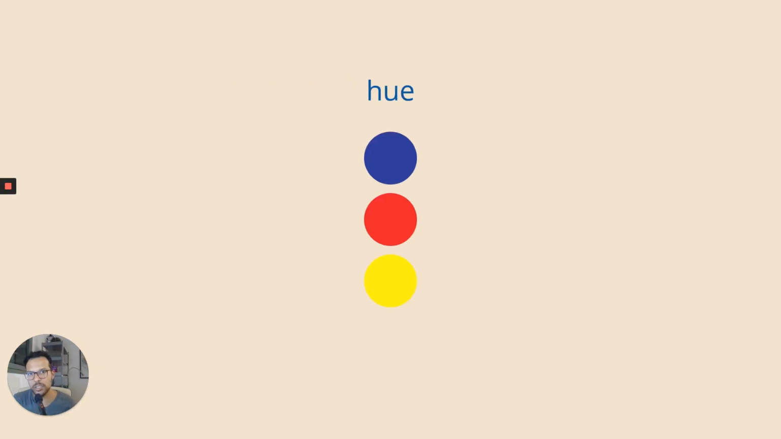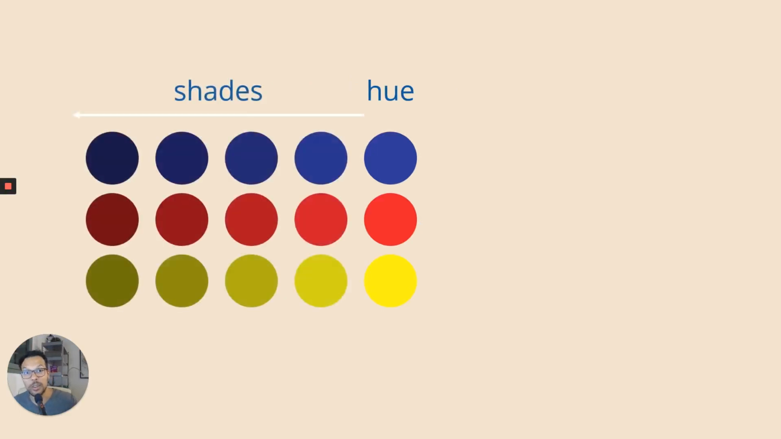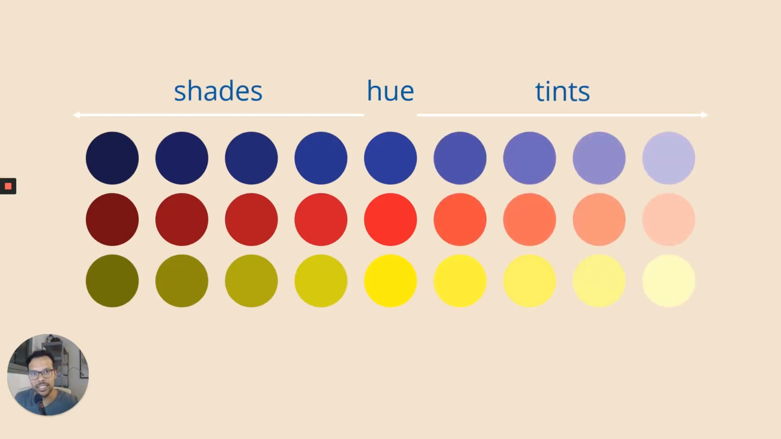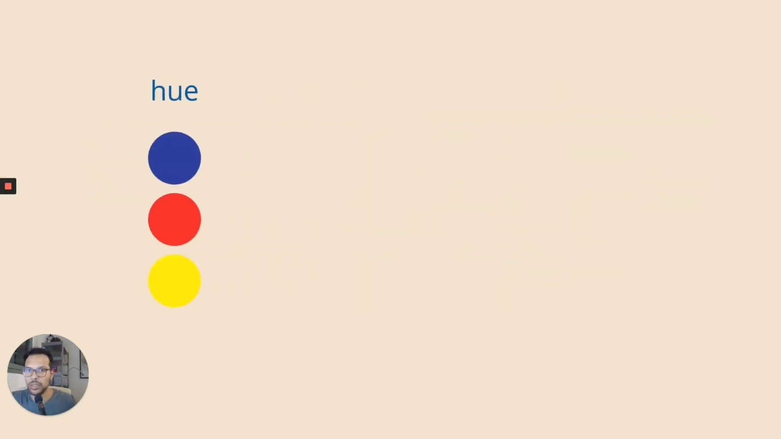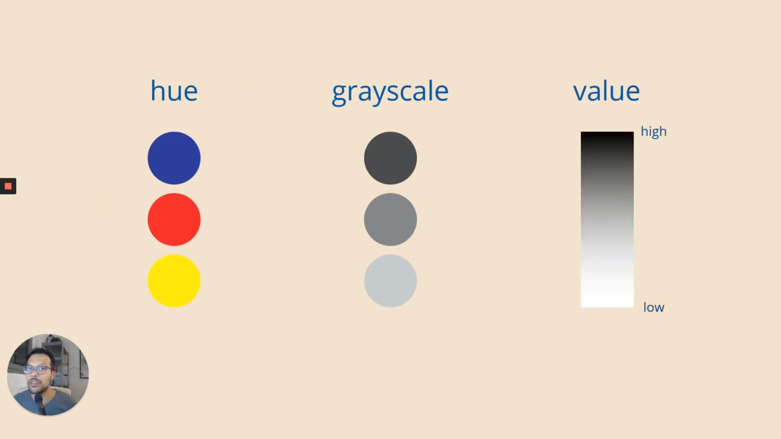Other concepts that you should know. Shade is the amount of black added to a hue, and tint is the amount of white added. Now, see how when you convert a hue to grayscale, you can see its value. And the value refers to the inherent lightness or darkness of a color. And the value of different colors can be compared relative to a black and white gradient. So black has the highest value and white has the lowest.